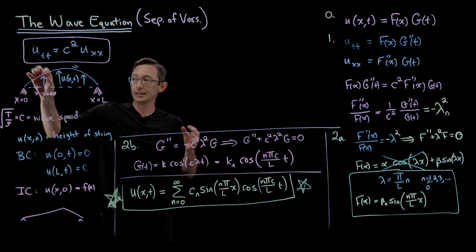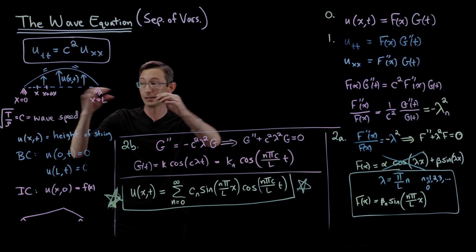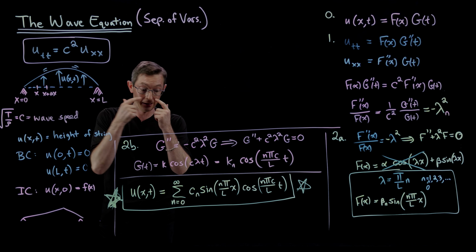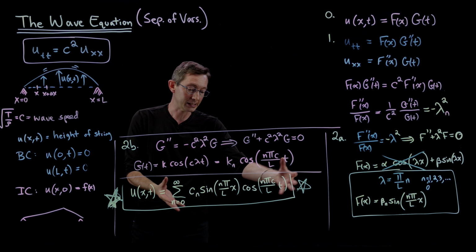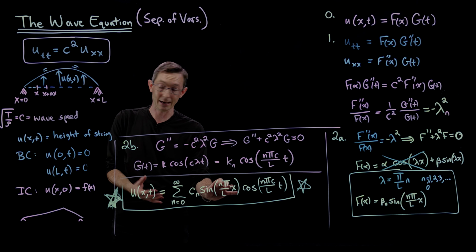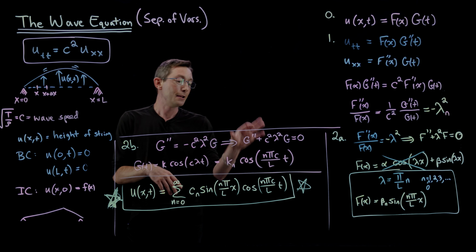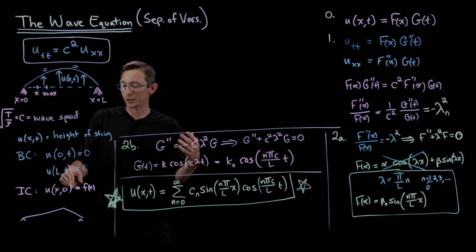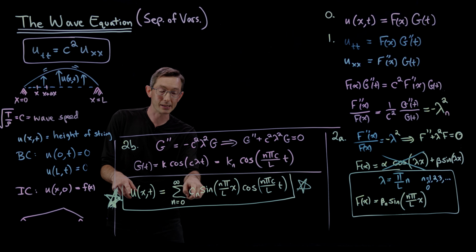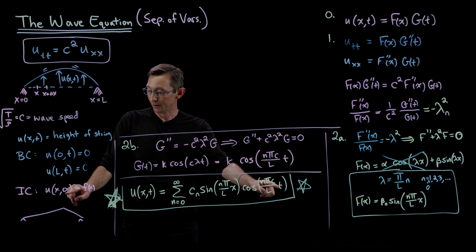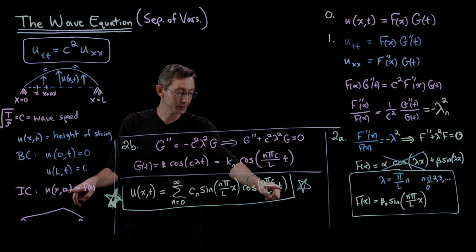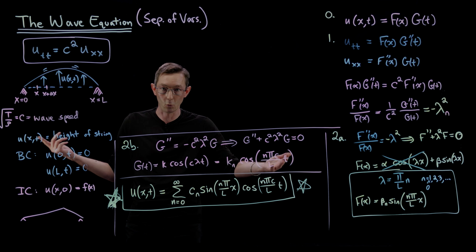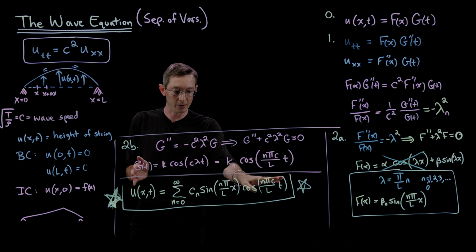So u of x and t, the displacement at every point x at every point in time, is given by this infinite sum of the products of sines in x that satisfy my boundary conditions and cosines in time. The way that we determine these coefficients is we use our initial condition. We say time equals 0, so all these cosines just become 1. Cosine of 0 is 1, so these go away.